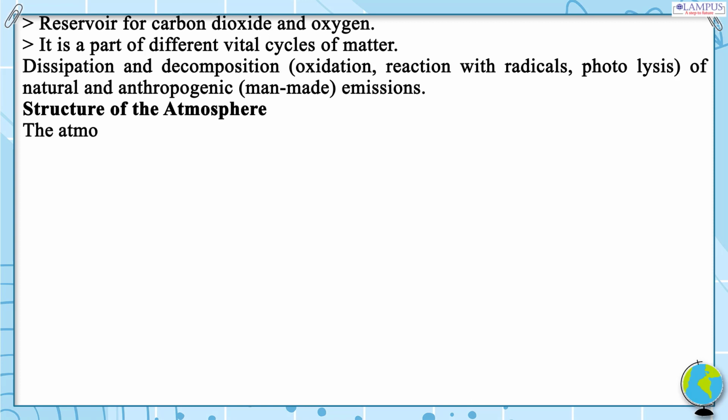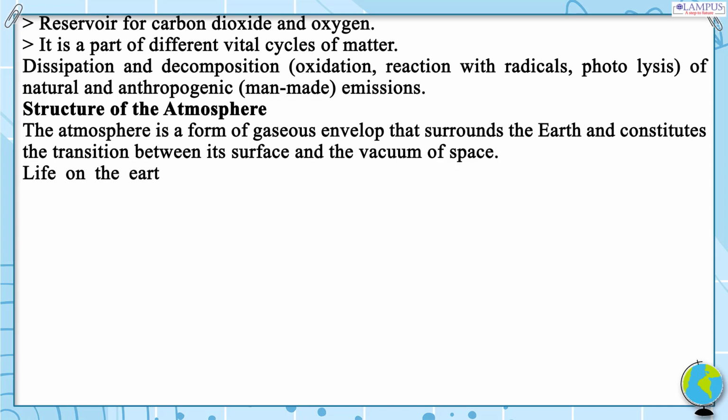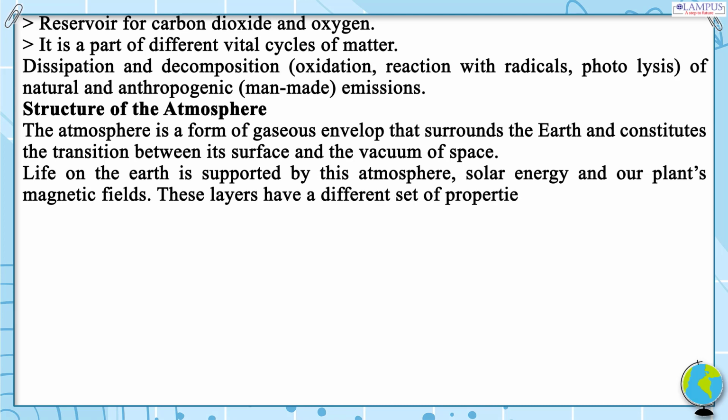Structure of the atmosphere. The atmosphere is a form of gaseous envelope that surrounds the Earth and constitutes the transition between its surface and the vacuum of space. Life on the Earth is supported by this atmosphere, solar energy and our planet's magnetic fields. These layers have a different set of properties.